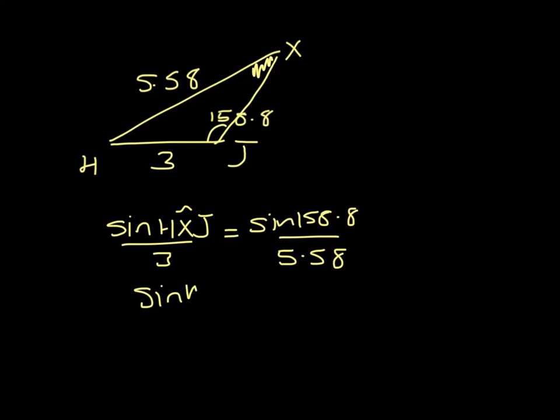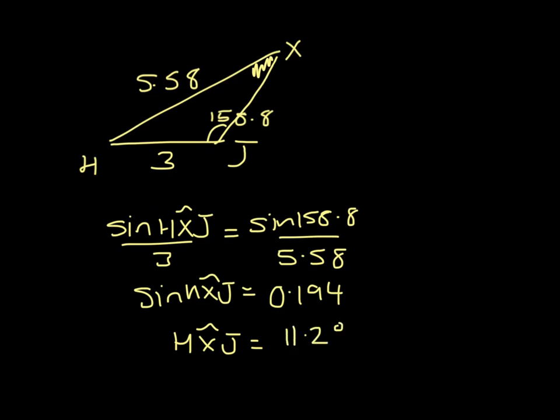So the sine of HXJ is 0.194, and if I take the inverse sine in my calculator, I get the answer 11.2 degrees. That means that XHJ will be 180 minus my answer minus 158.8, which gives me an answer of 9.989, which is 9.99 degrees.